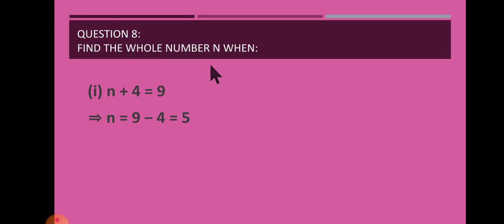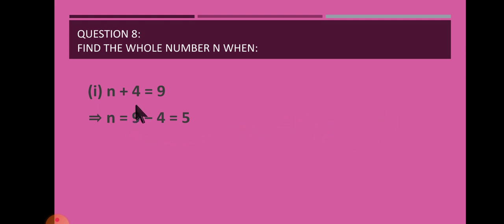Find the whole number n. Find the whole number value of this n when you have this equation n plus 4 is equal to 9. So the transposition method you know already. When we transfer any mathematical sign to the opposite side, across the equal sign, positive becomes negative, negative becomes positive, divide becomes multiply and multiply becomes divide.